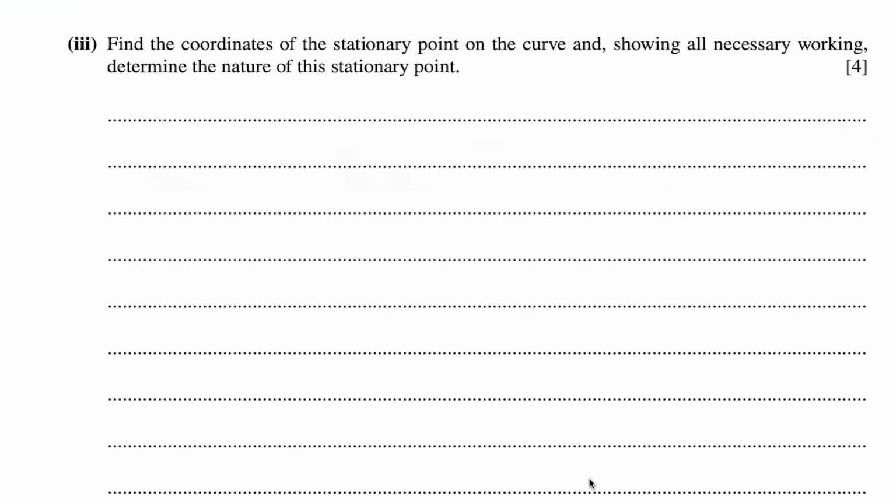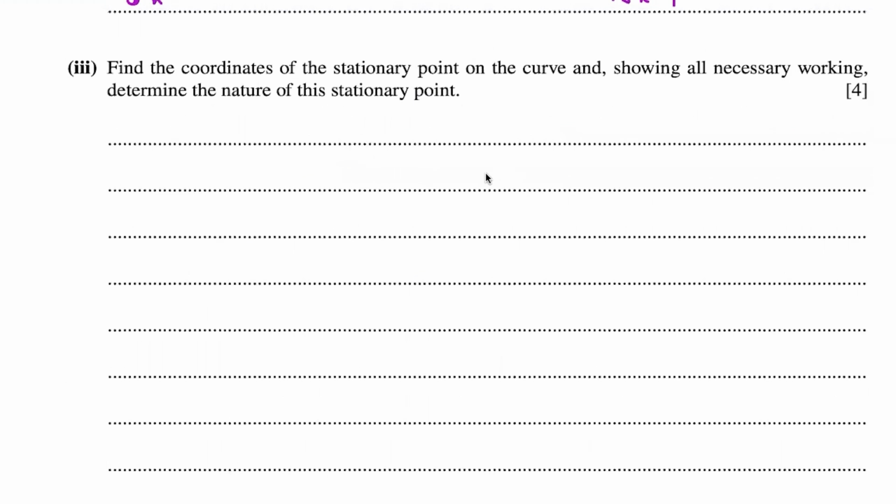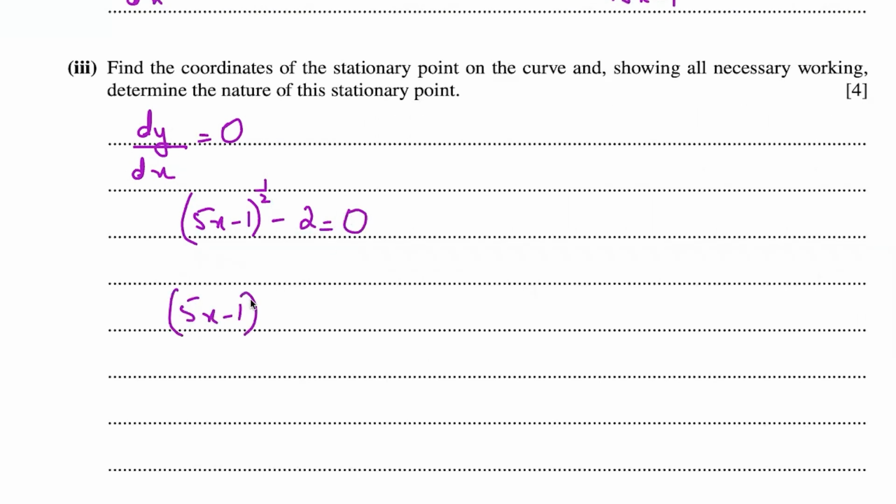In part 3, we have to find the coordinates of the stationary point and determine the nature of the stationary point. For the stationary point, we know that dy/dx is equal to 0. So we'll put (5x minus 1) to the power 1/2 minus 2 equals 0. We'll take the 2 to the other side, so this will become (5x minus 1) to the power 1/2 equals 2. Now to get rid of the power 1/2, we square both sides. So we get 5x minus 1 equals 4, 5x equals 5, so x equals 1.